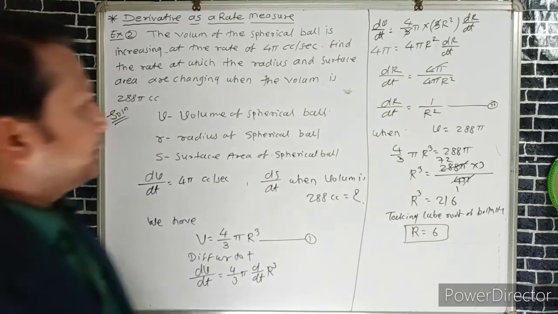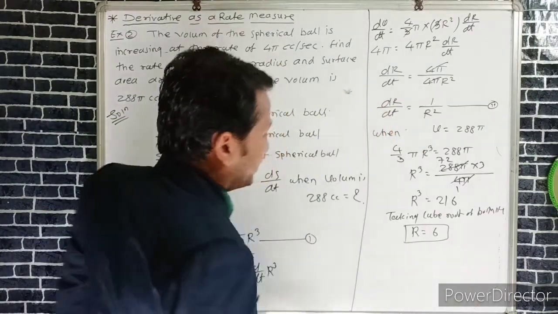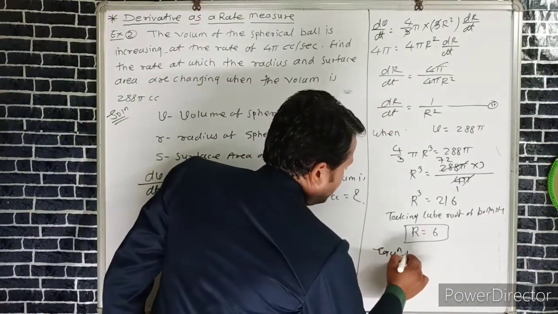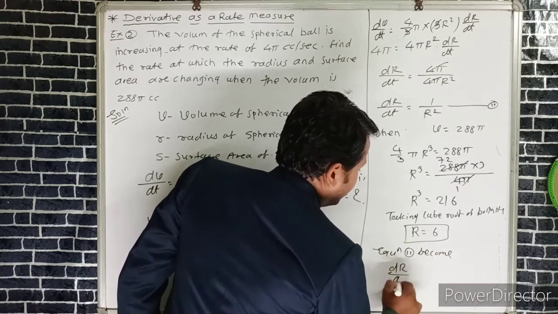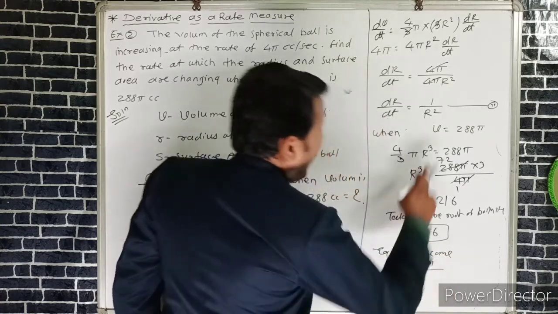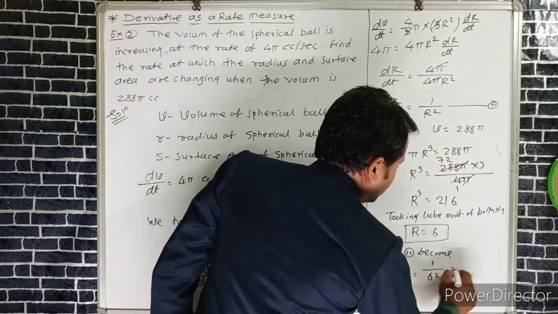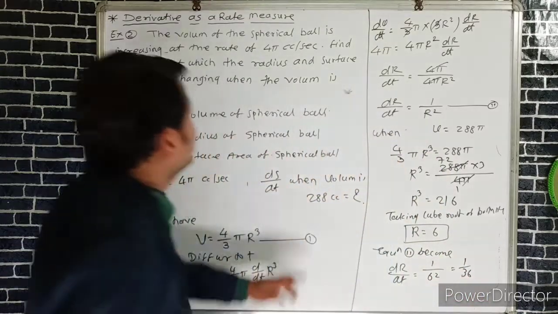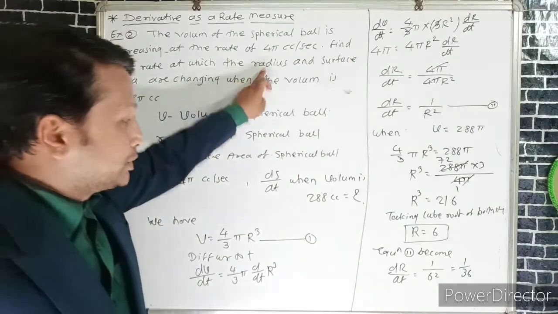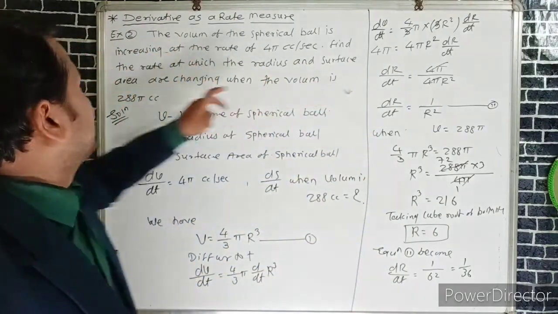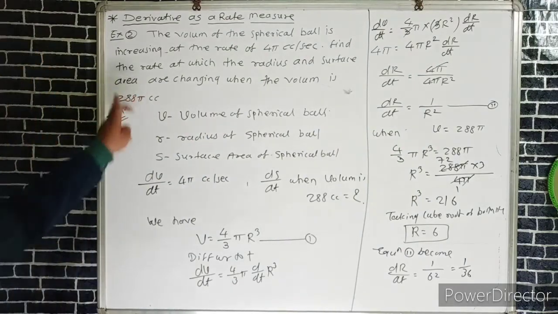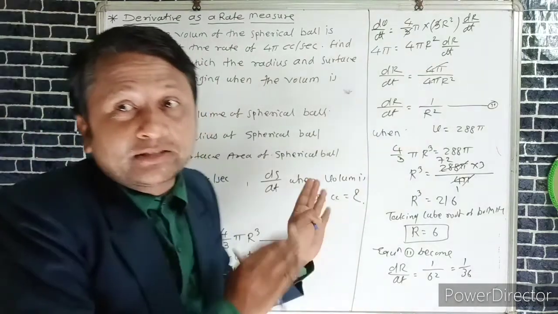So from equation 2 we can write dr upon dt. Therefore equation 2 becomes dr upon dt is equal to 1 upon r square, meaning 6 square, which is 1 upon 36, the rate of change of radius with respect to time t. Now we find again the rate of change of surface area with respect to time t. It means ds upon dt.